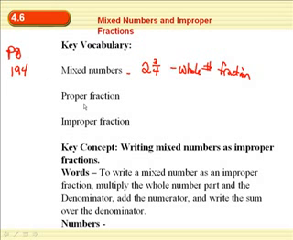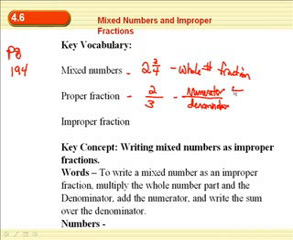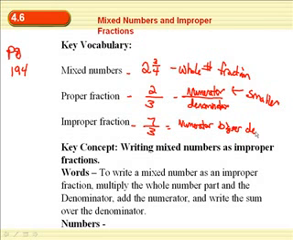A proper fraction is a fraction where the numerator is smaller than the denominator. An improper fraction is when the numerator is bigger than the denominator. Okay, so that should be pretty fun. We've talked about these before in 6th grade, and you've heard them before probably.